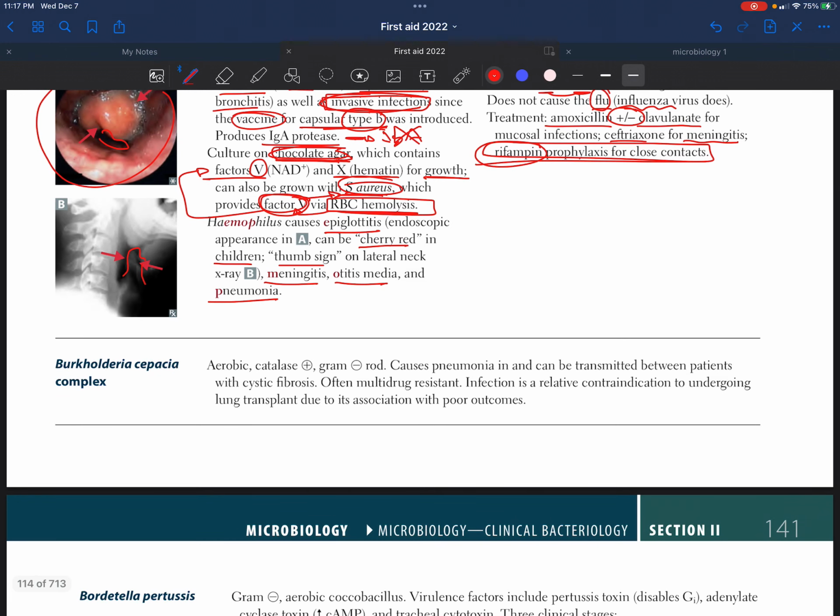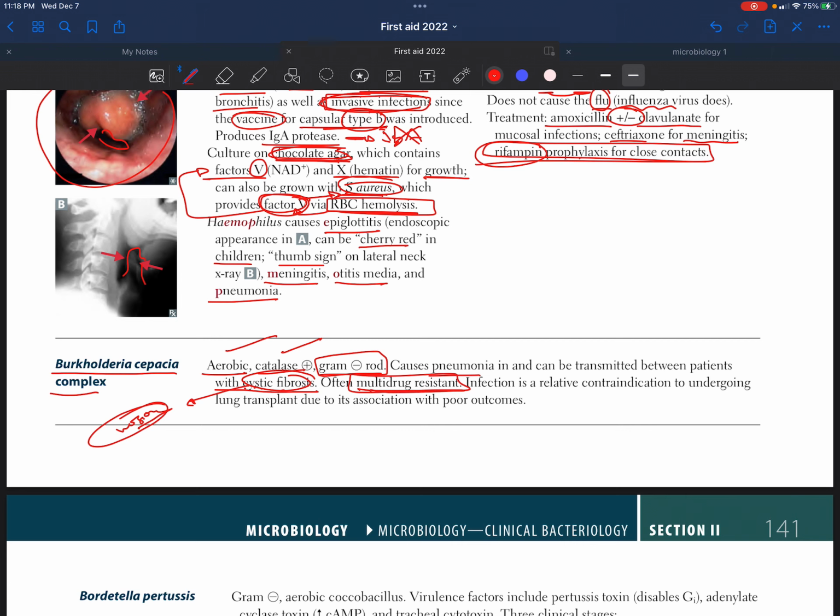While the other bacteria is Burkholderia cepacia complex. Wow. It's aerobic, that's first, and catalase positive, so it does have the catalase enzyme. It's a gram-negative rod. It causes pneumonia and can be transmitted between patients with cystic fibrosis. So let's say it's kind of nosocomial, because where do cystic fibrosis patients meet? Because it spreads between two patients with cystic fibrosis and could be considered nosocomial, it has multi-drug resistance.